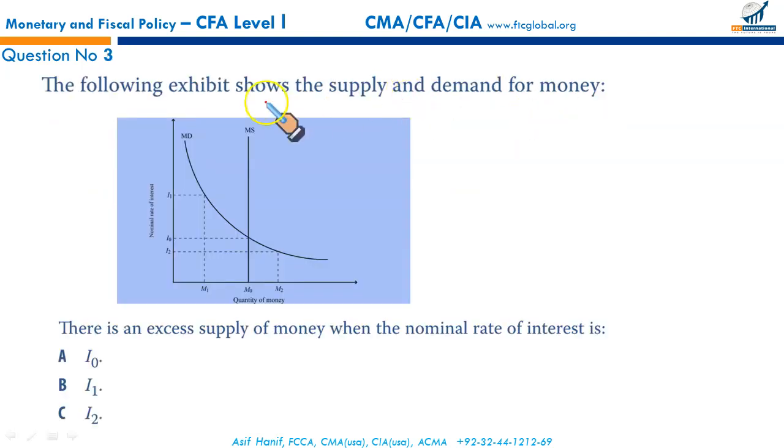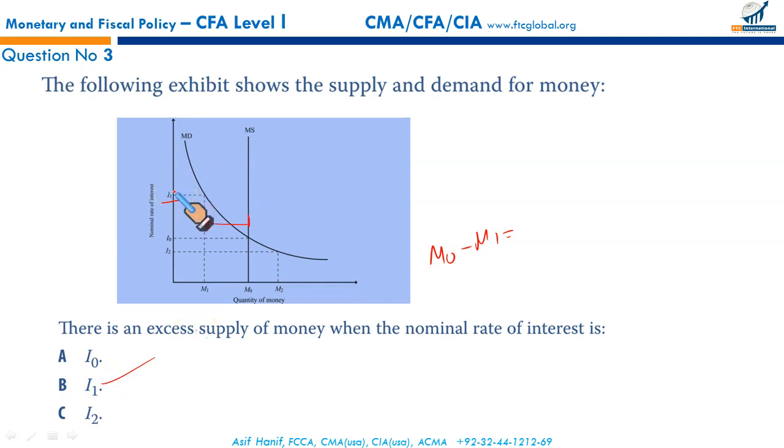Alright, next question. The following exhibit shows the supply and demand for money. There is an excess supply of money when the nominal rate of interest is... Well, there would be excess supply of money when the nominal interest rates are I1, because at this rate, as you can see, there is excess supply. So basically, you can see here M0 minus M1. This represents the excess supply of money. So what will happen then? So we got the answer. I1 is the right answer. So this would indicate that there is excess supply of money.